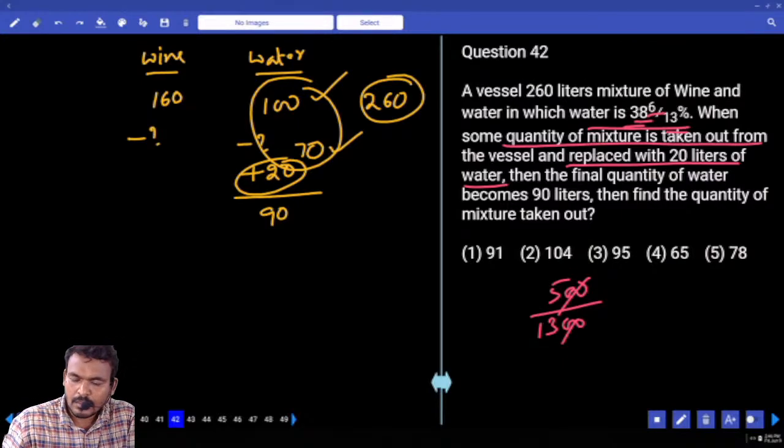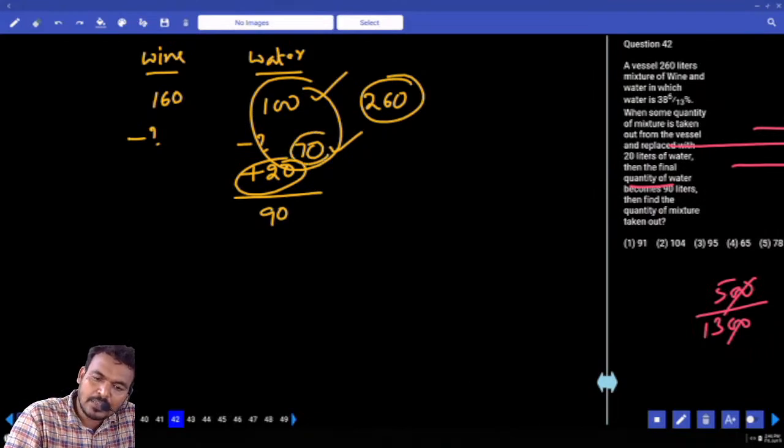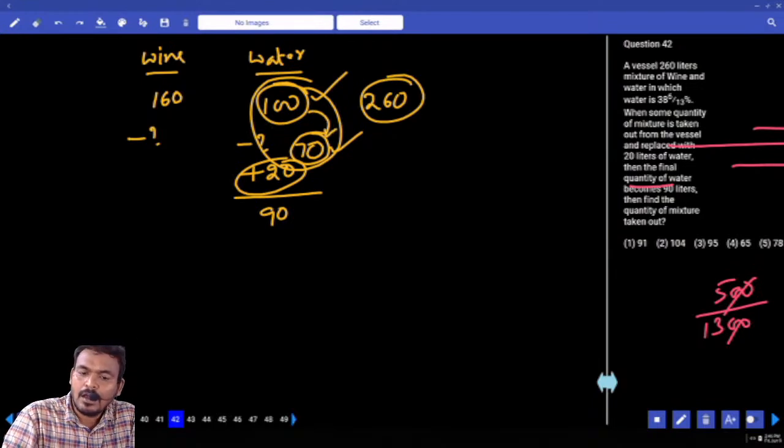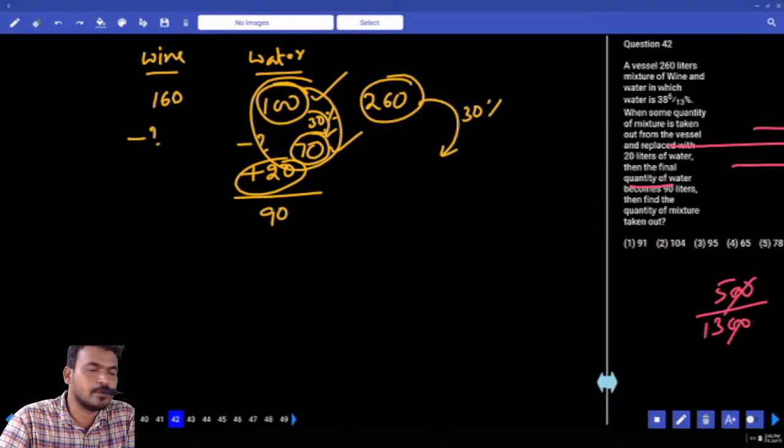After taken, what is the water value? 70. Before how much? 100. How many liters are taken? 30. How much percent are taken out? 30%. In water, 30% are taken out means mixture also 30% are taken. What is 30% of 260? 78.